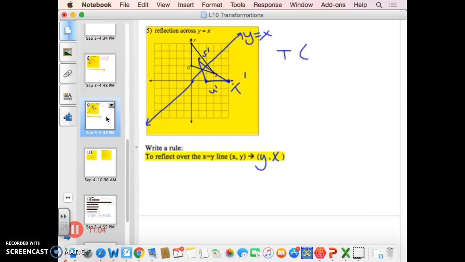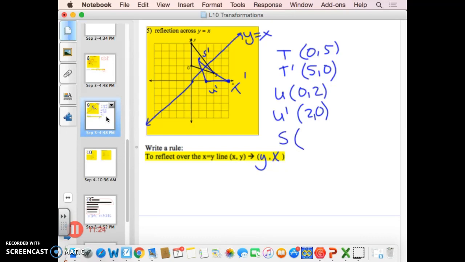So let's look at T. T is at 0, 5, and you'll see that T prime is at 5, 0. So yes, in fact, it did happen. U is at 0, 2, and U prime, you'll see, is at 2, 0. So again, you'll notice that the coordinates are flip-flopping positions. S was at 3, 1, and S prime is now at 1, 3.